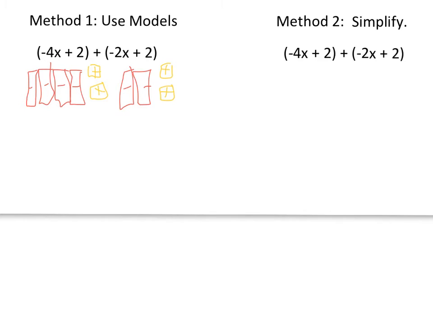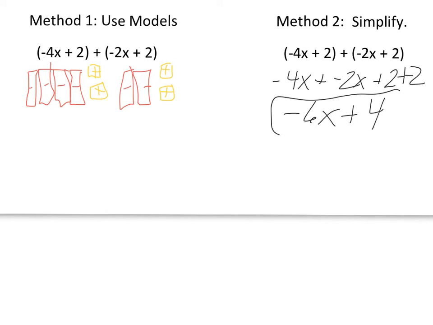Now to simplify, I can do combining like terms, so negative 4x plus a negative 2x: same sign, keep the sign and add, so negative 6x. Then I add 2 plus 2, and I end up with positive 4.